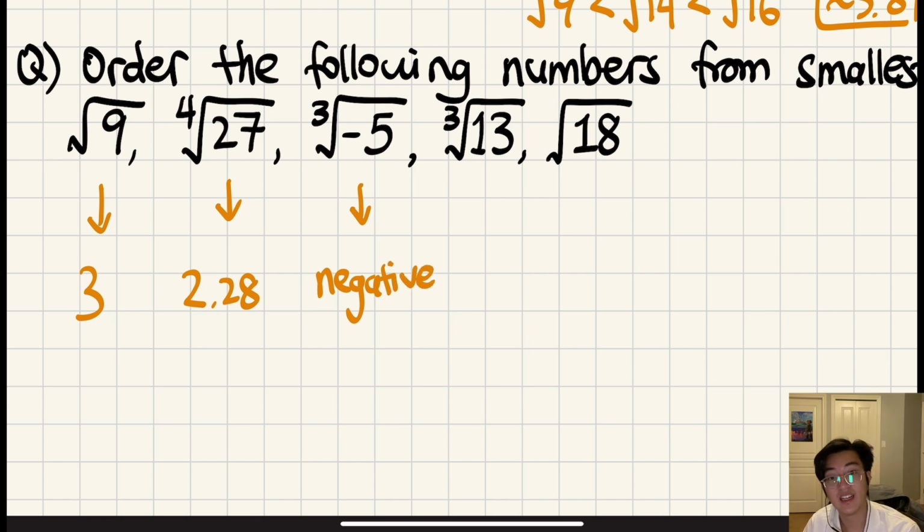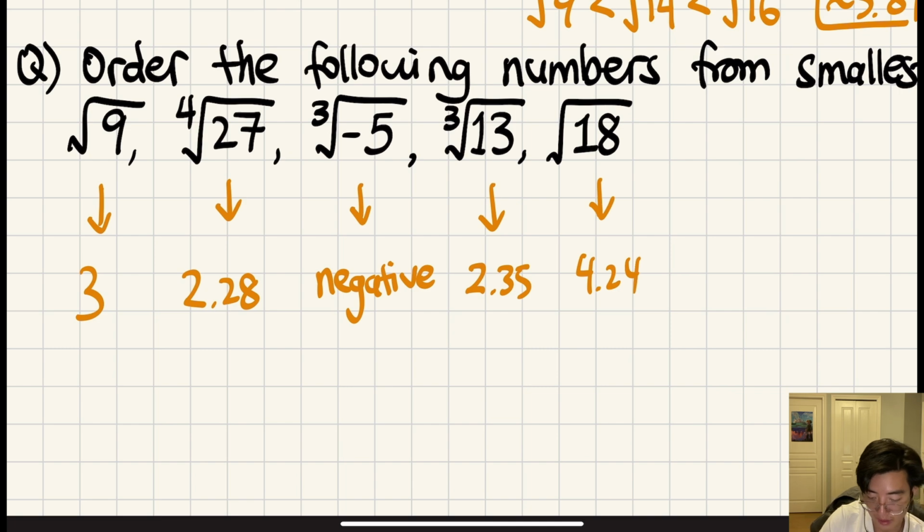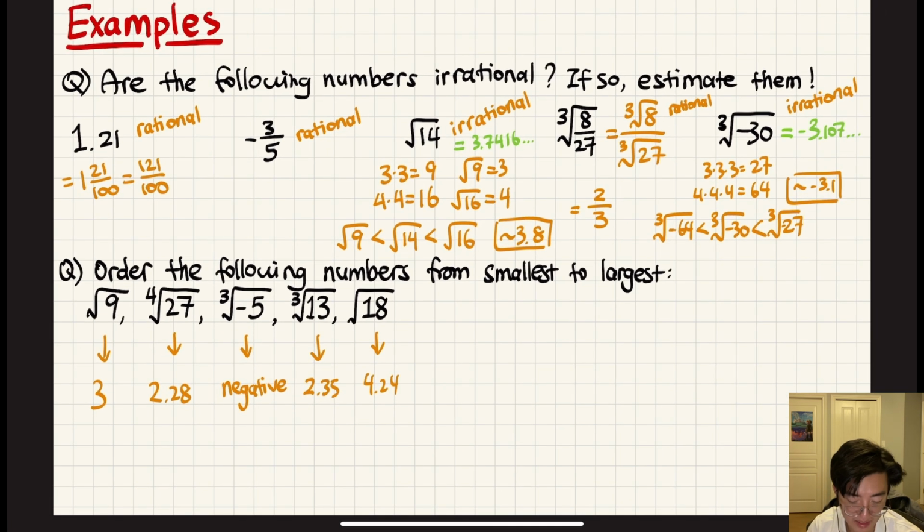A negative number multiplied by itself 3 times is a negative number. So we know no matter what happens, that will be the very last digit. Okay, the cube root of 13 is 2.35. And lastly, the square root of 18 is 4.24. So now all we're doing here is just arranging them from smallest to largest.